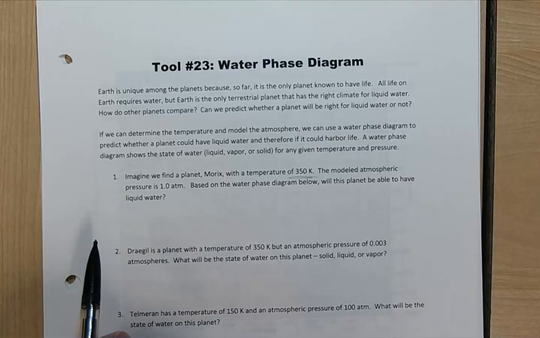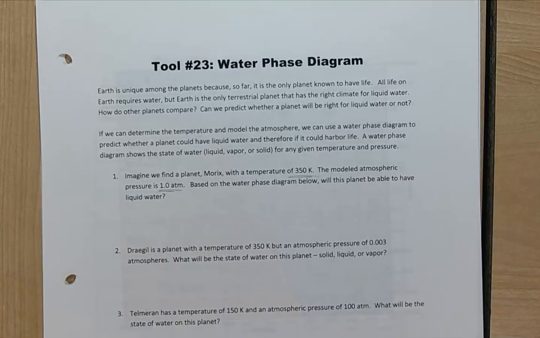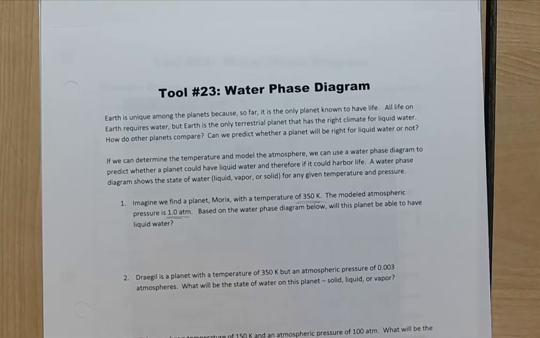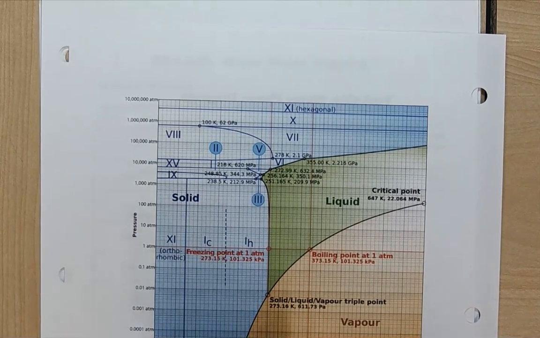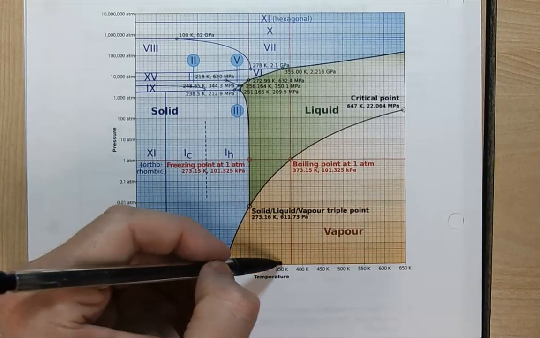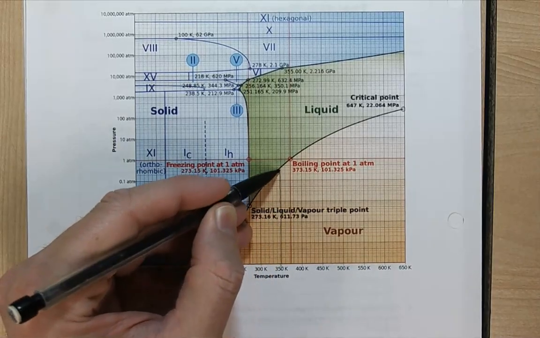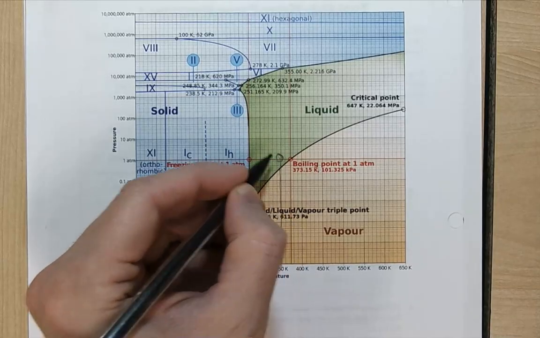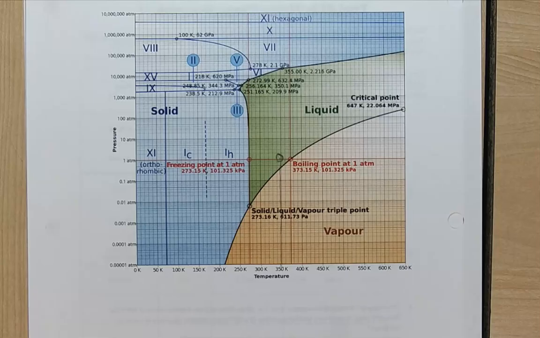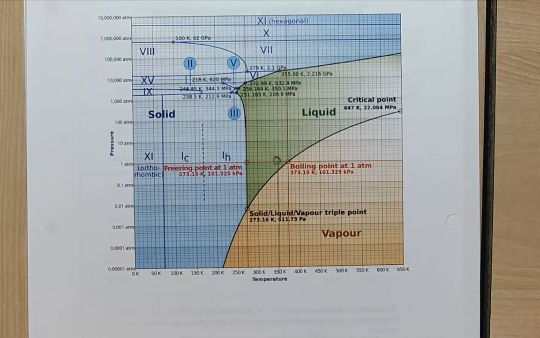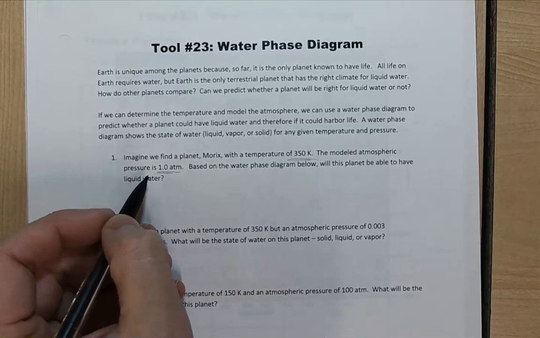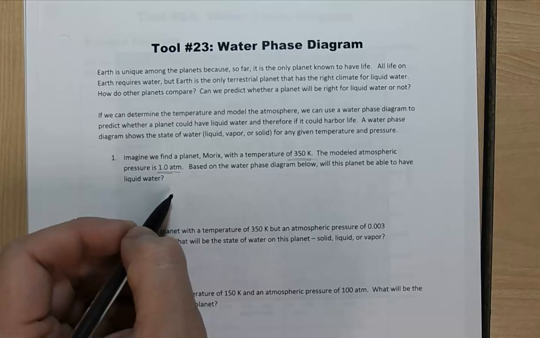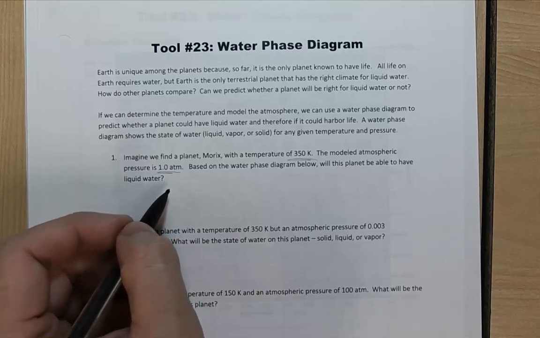This planet Morix has a temperature of 350 Kelvin, and an atmospheric pressure of 1 atmosphere. 350 Kelvin at a pressure of 1 atmosphere, Morix would be right there. That's in the green zone. So that's liquid. It's on the hot side, right? 350 Kelvin is warm, but still liquid. So, if there's water on planet Morix, the water would be warm, but still liquid.